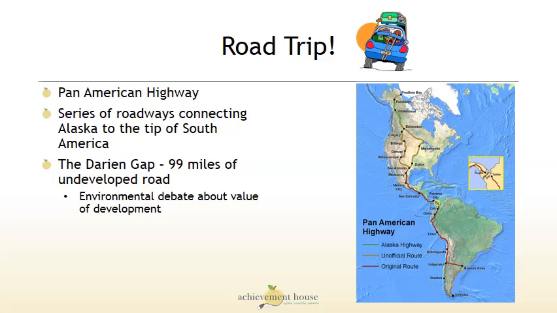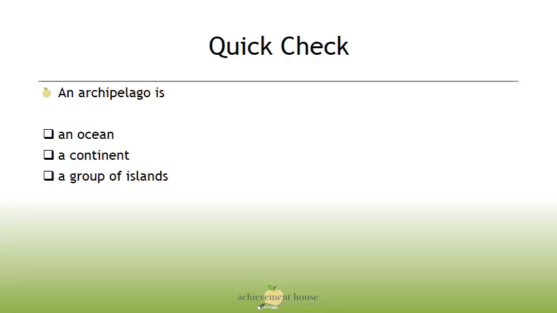If you wanted to take a road trip, you could take the Pan American Highway. It's a series of roadways connecting Alaska to the tip of South America. There's only a 99-mile gap of undeveloped roads. It's called the Darien Gap. There's been an environmental debate about the value of development. This section here, highlighted in yellow, is the Darien Gap.